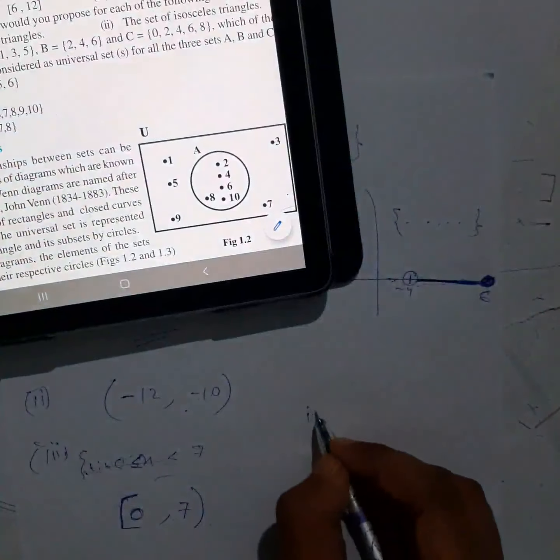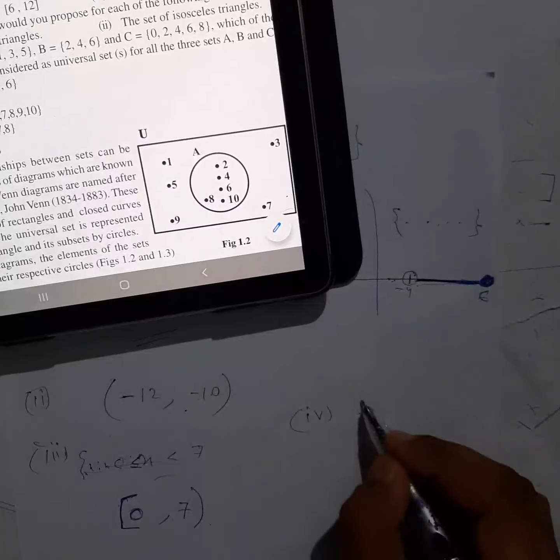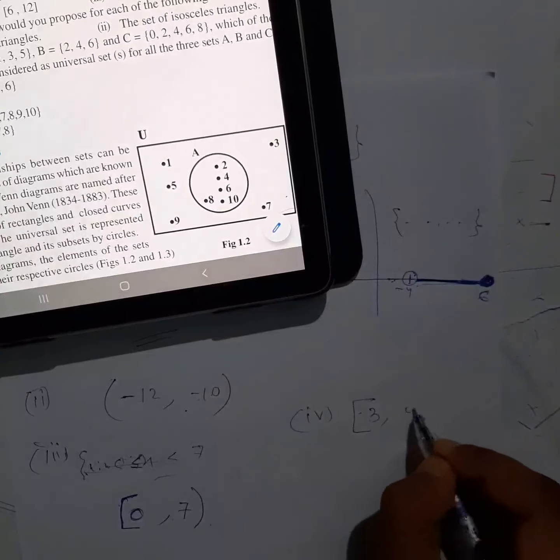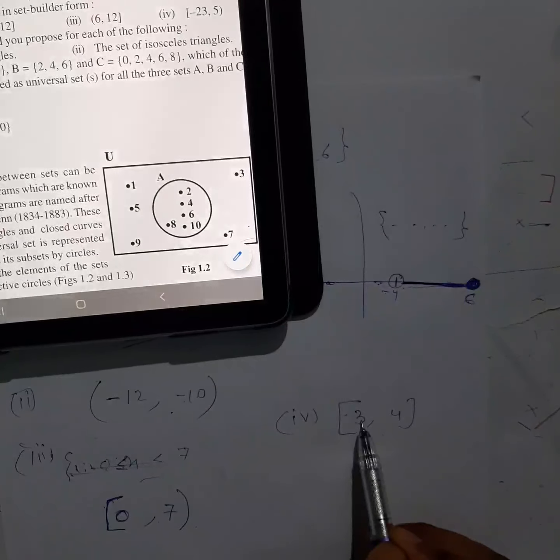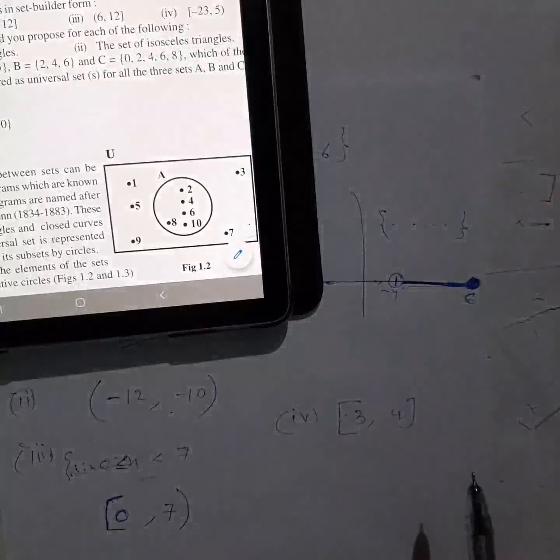Number 4, close interval 3, 4. I hope you can understand number 4 also. 3 is also a member of the set, 4 is also a member of the set.